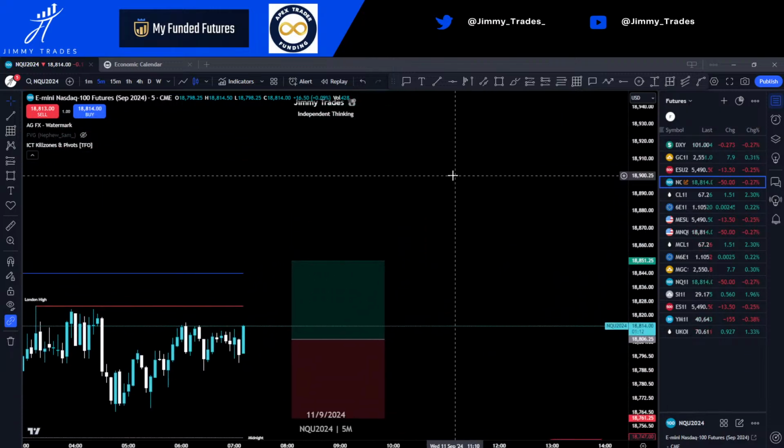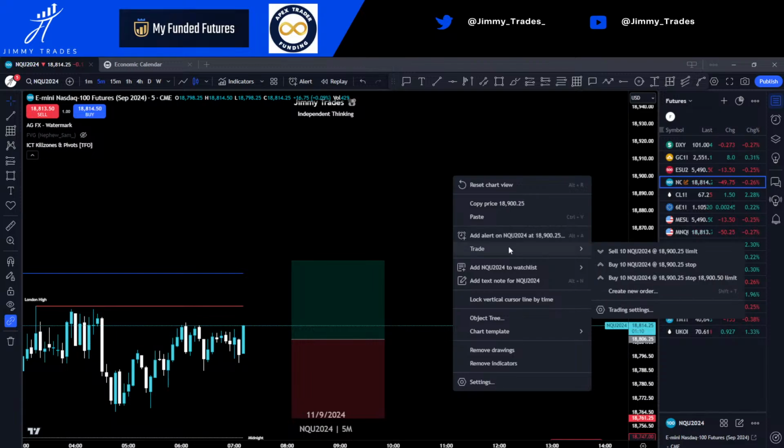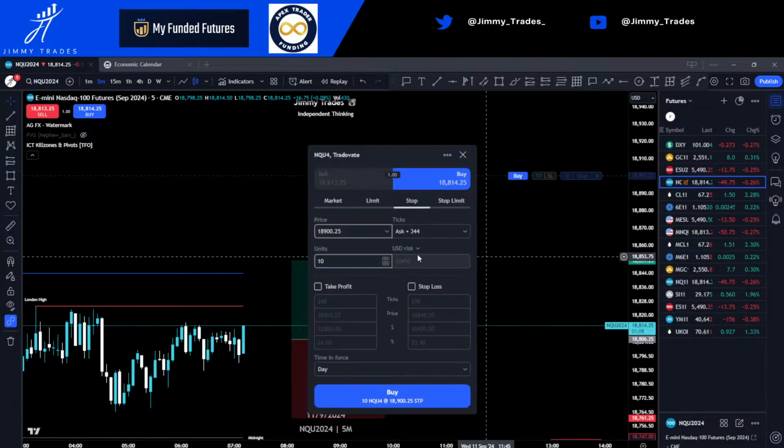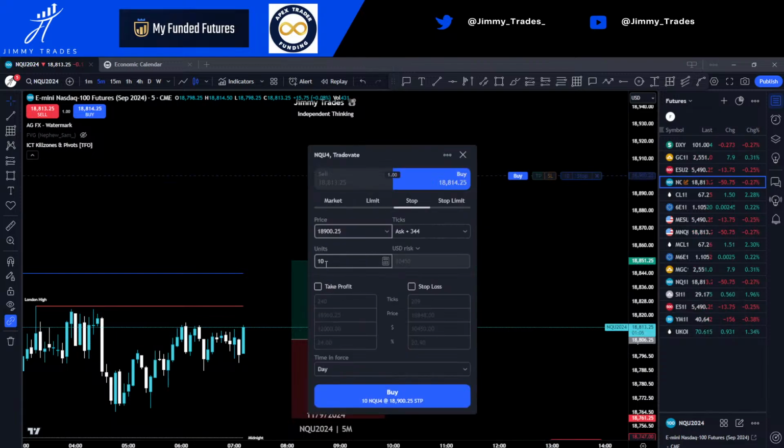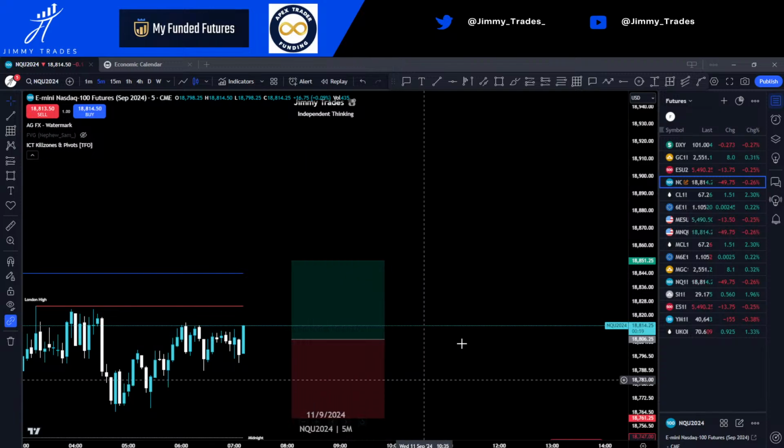Then we're going to do the same thing above price. But this time we're going to put a buy stop in. This information is already populated. Take profit, buy stop.